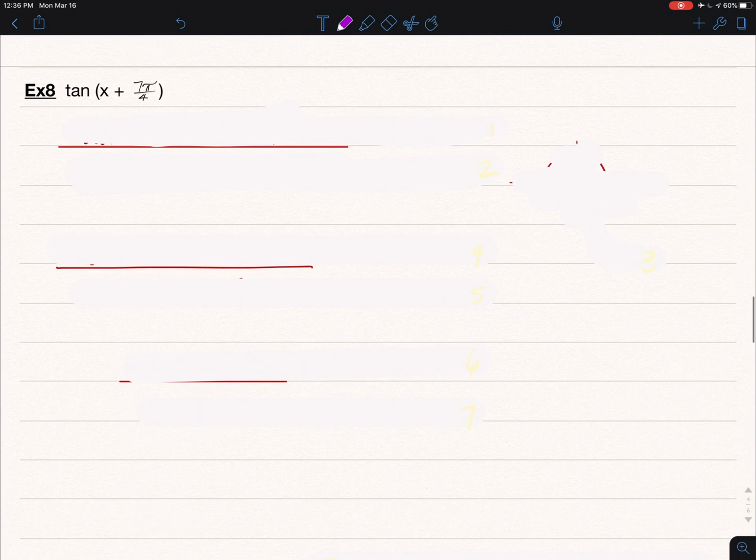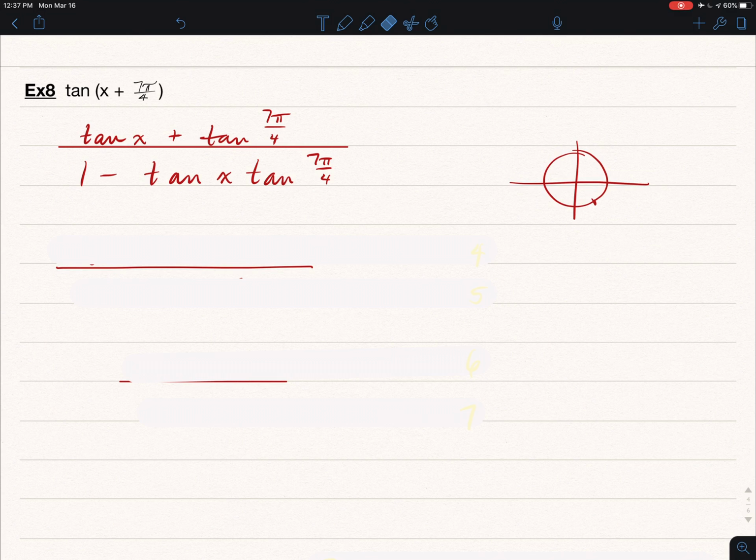Okay, so similar concept here for example number 8, only this time we're going to be using the tan plus tan all over 1 minus tan tan. So first of all, let's plug in the top. There's our tan plus tan all over, there's the bottom, 1 minus tan tan. The only thing that we can look for is the tangent of 7 pi over 4. So using our unit circle, the tangent of 7 pi over 4 is negative 1.